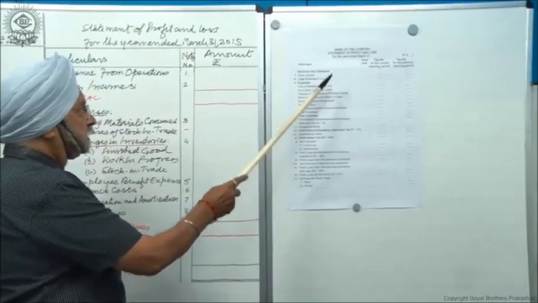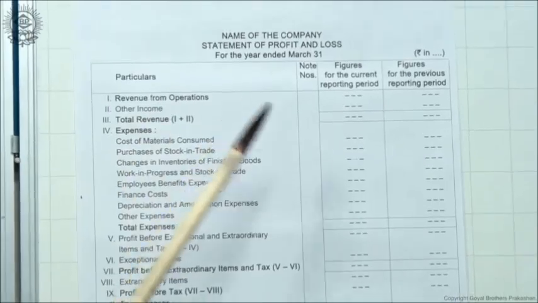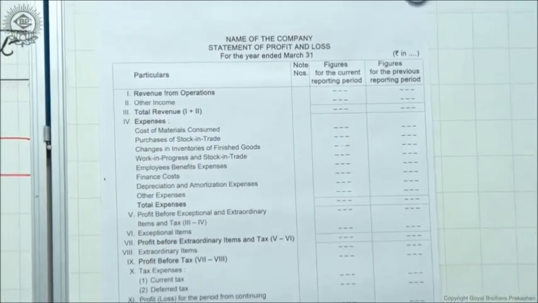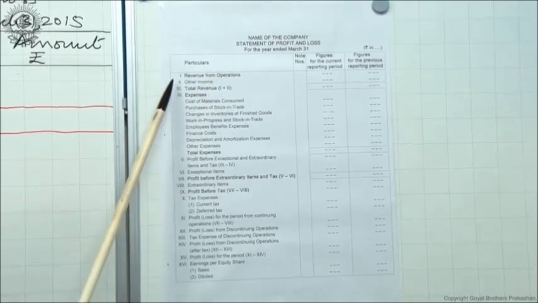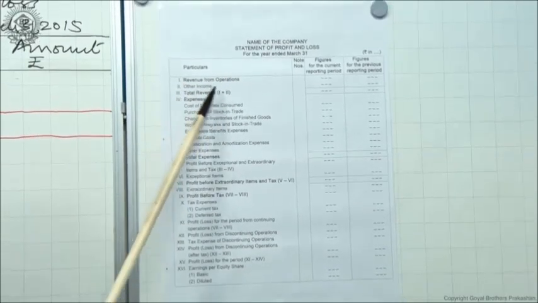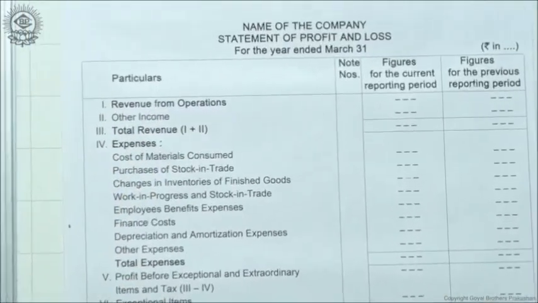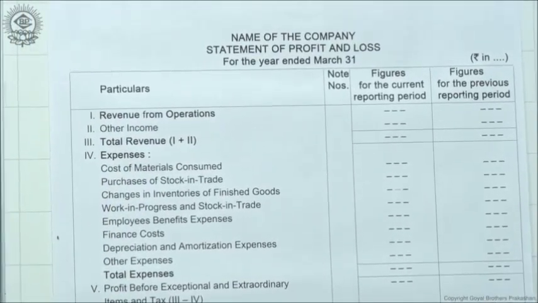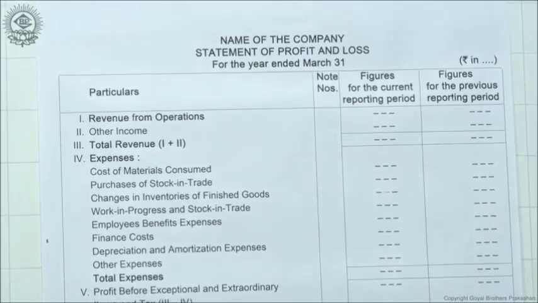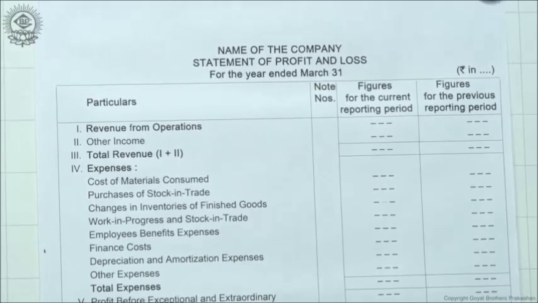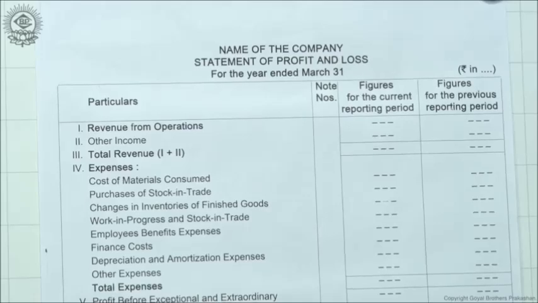Look here, this is the pro forma of the statement of profit and loss account which is given in Schedule 3 of the Companies Act. In this pro forma, the first item is revenue from operations. Revenue from operations is the revenue of the company. Now the revenue may be a non-finance company's revenue or a finance company's revenue.